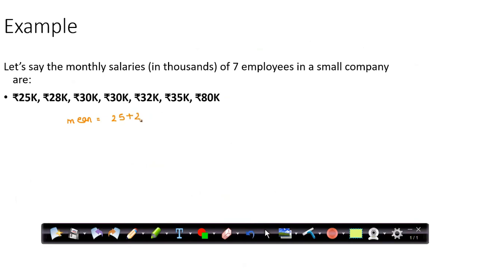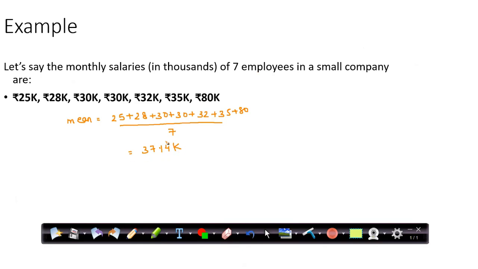So add all the numbers. So 25 plus this, okay, plus 30 plus 30 plus 32 plus 35 plus 80. And as we have 7 employees, I'll just divide it by 7. Okay, so let me just do the math for you quickly. 260 divided by 7, which gives us a value of 37.14. Okay, so this would be mean. So mean salary of 7 employees is 37.14.